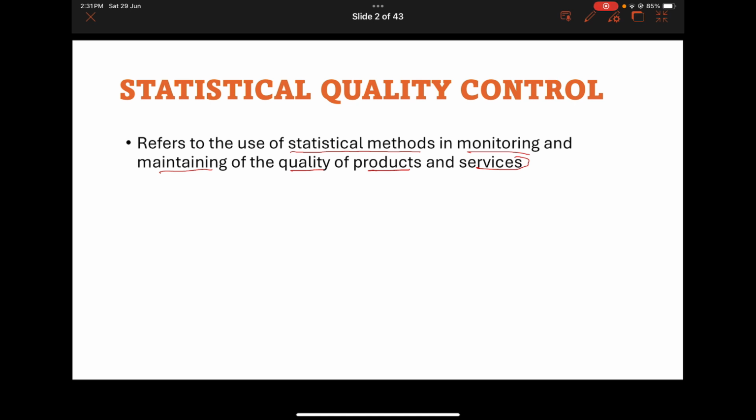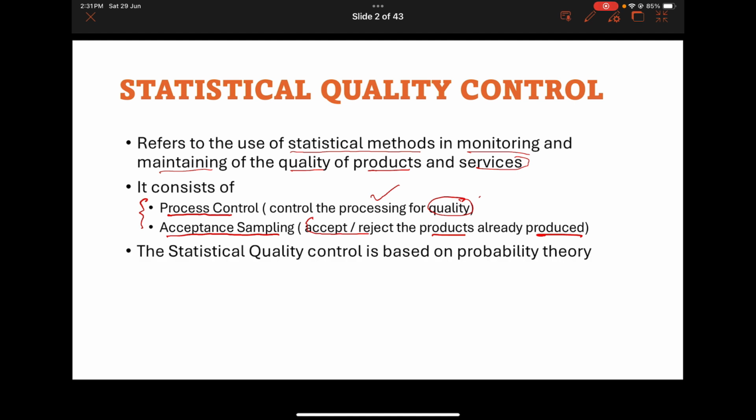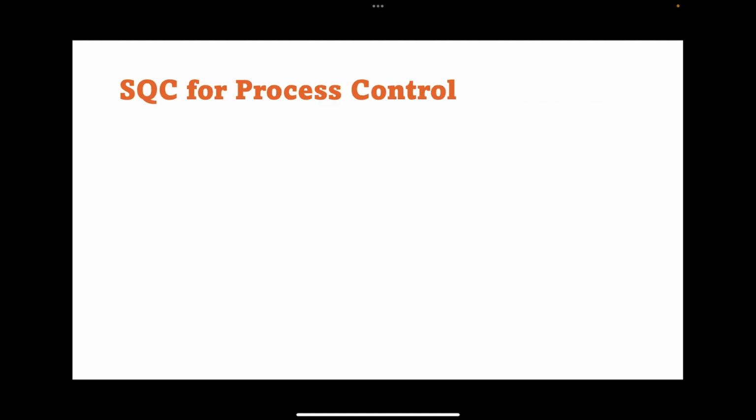In our example, our product was a steel rod of length 15 centimeter. So it consists of two processes. One is the process control. It means how to control the processing for quality. And then you have acceptance sampling. Here you are accepting or rejecting the products already produced. These are the two methods of statistical quality control. So statistical quality control is based on probabilistic theory. That means we are making use of statistics, which is again based on probability.